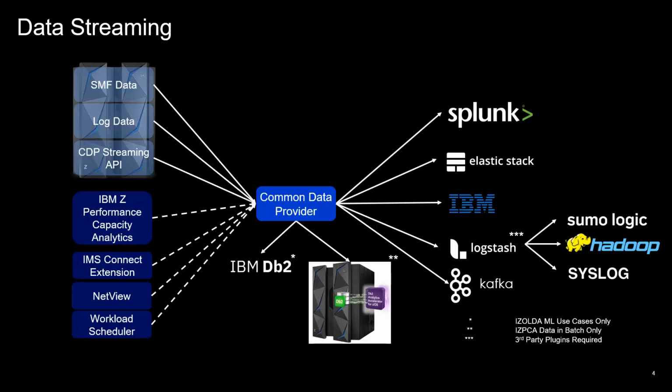On the right-hand side of the screen, you see those analytics platforms listed in terms of Splunk, Elasticsearch, the IBM Z Data Analytics Platform, and Logstash, to enable any analytics platform to avail itself of CDP's data, as long as that analytics tool has a Logstash output plugin. Kafka is another area that we can stream data.